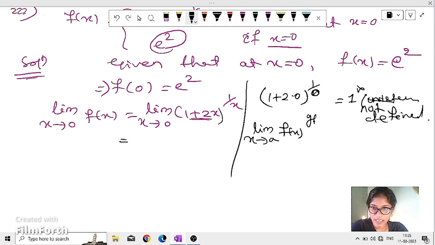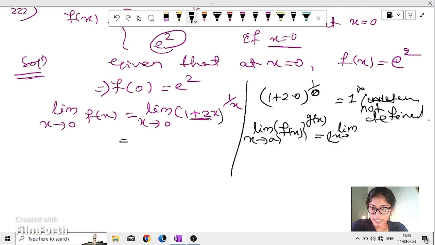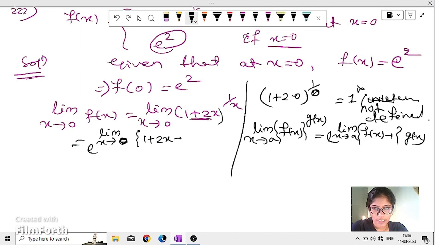If limit x tends to a f(x) power g(x), that is equal to e to the power limit x tends to a (f(x) minus 1) into g(x). So we will write e to the power limit x tends to 0 (1 plus 2x minus 1) into g(x), where f(x) is 1 plus 2x and g(x) is 1 by x.